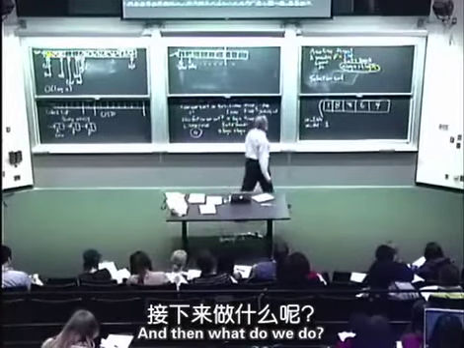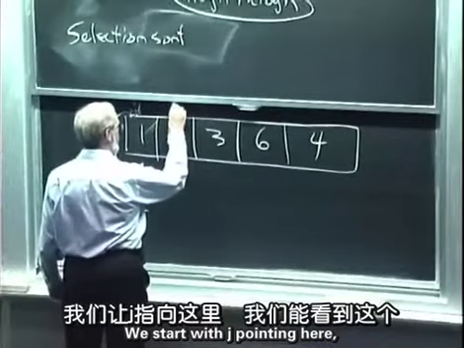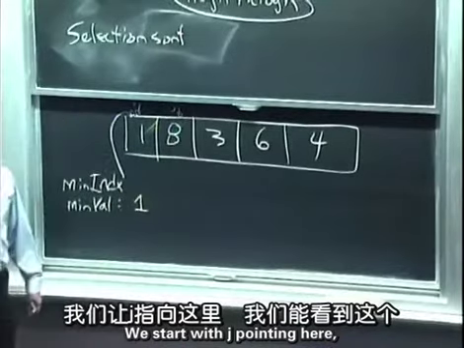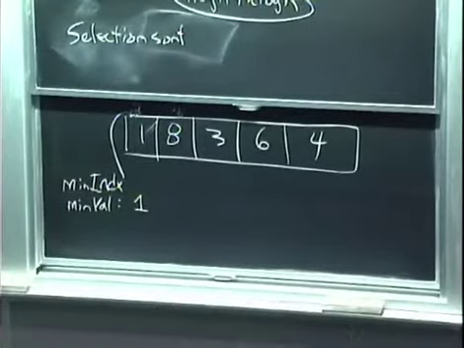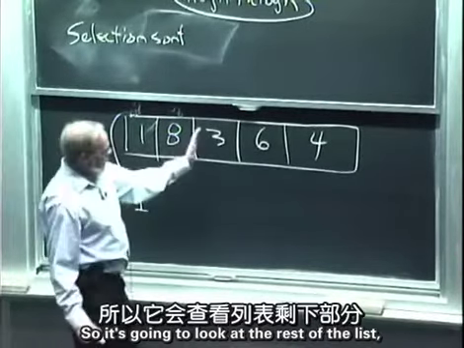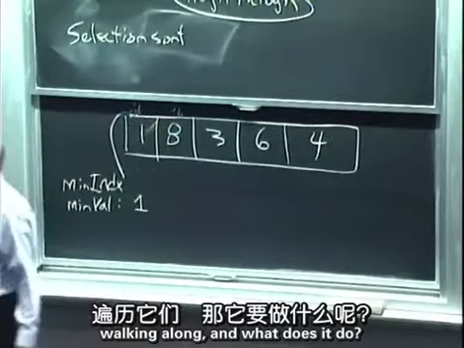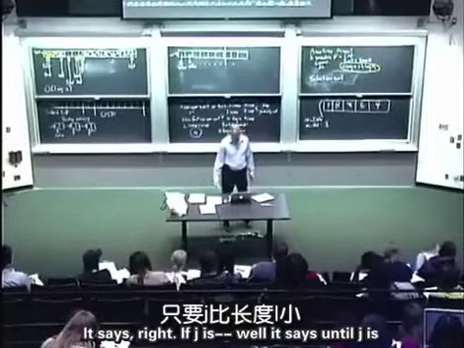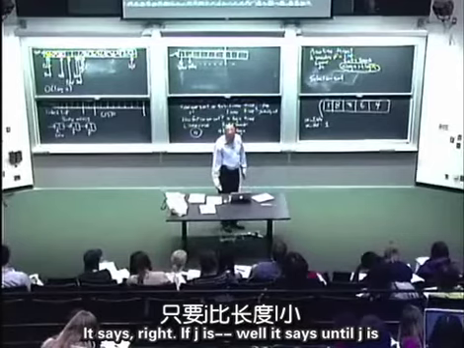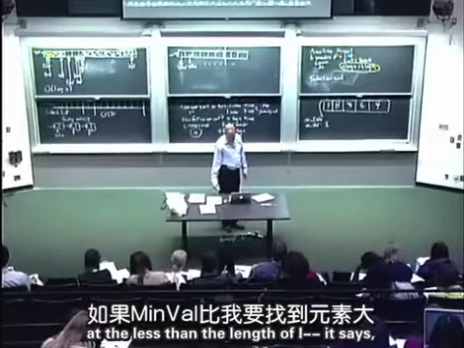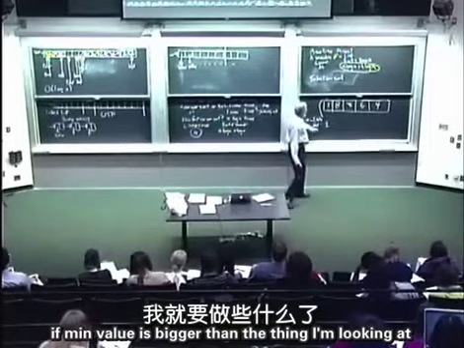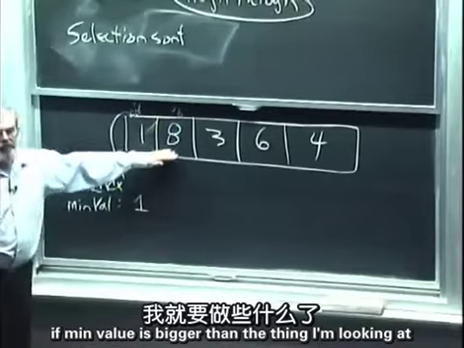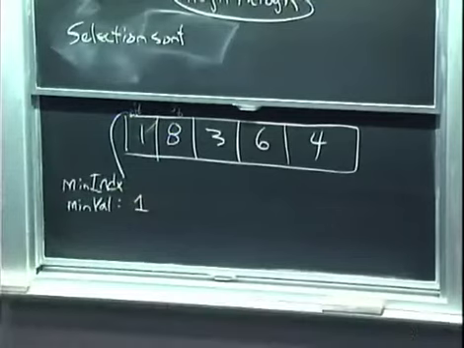And then we start with j pointing here. And we can see what this loop's going to do, right? J is just going to move up. So it's going to look at the rest of the list walking along. And what does it do? It says, until j is at less than the length of L, if min value is bigger than the thing I'm looking at, I'm going to do something.